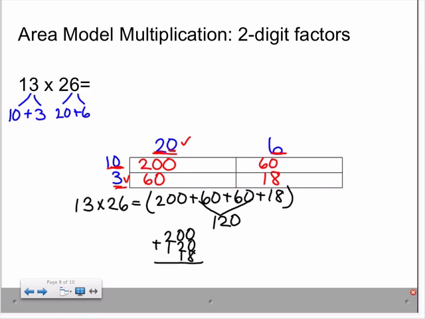When I add these three partial products together, I'm left with a final product of 338. We would say that 13 times 26 equals 338. Let's do one more example.